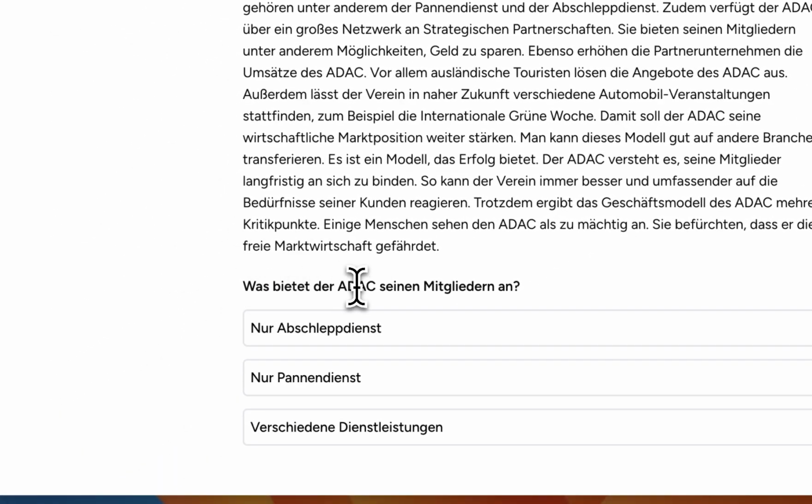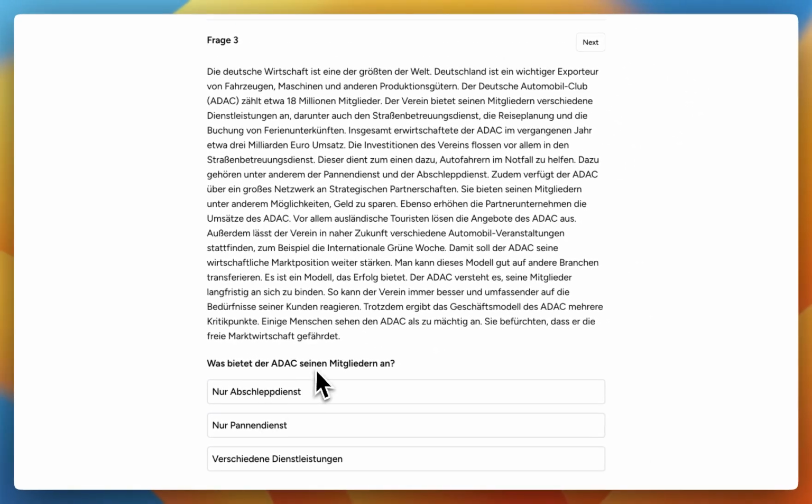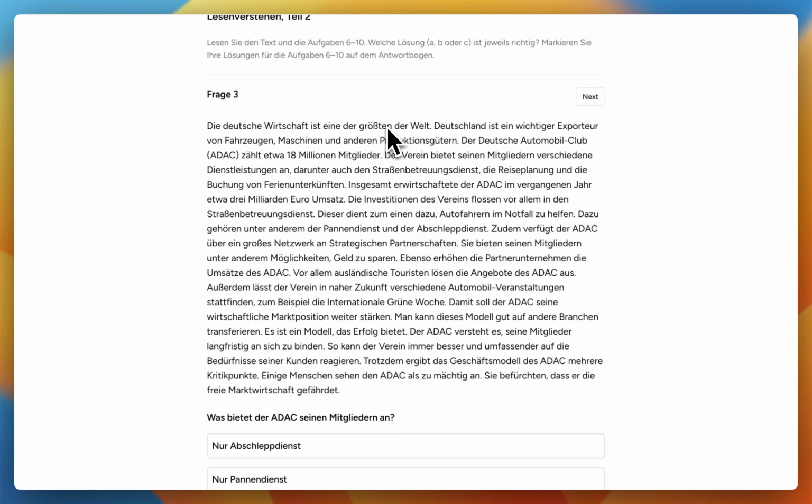Was bietet der ADAC seiner Mitglieder an? What does ADAC offer to their members? So let's look at that. Only Pannendienst, Abschlussdienst, or verschiedene Dienstleistung. So again, we can look at this.